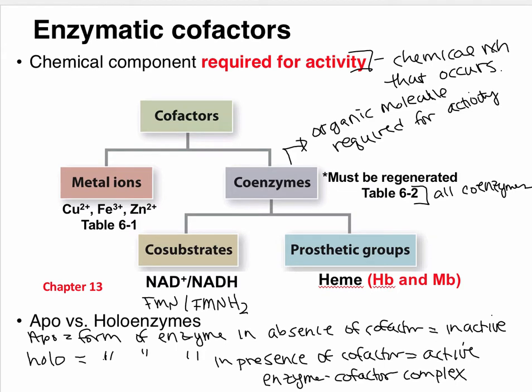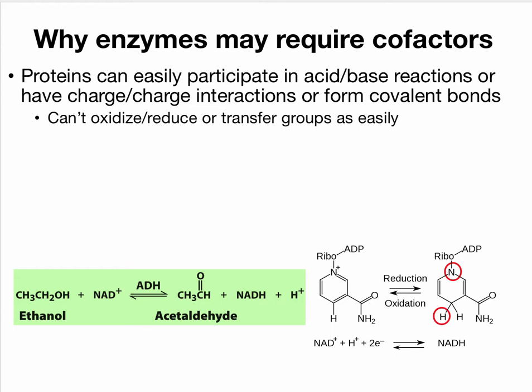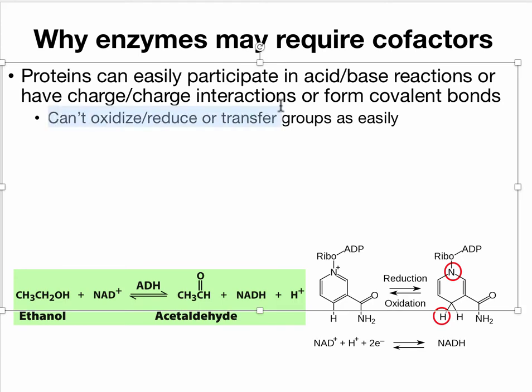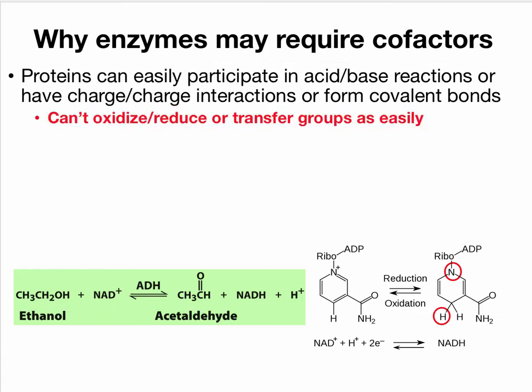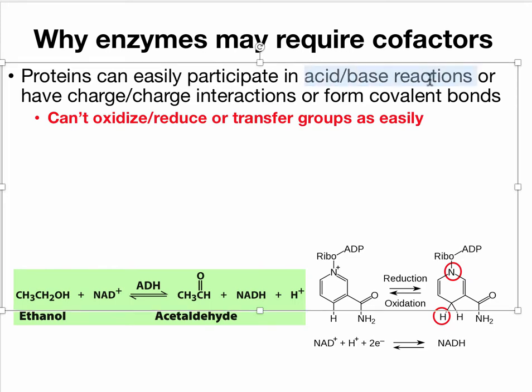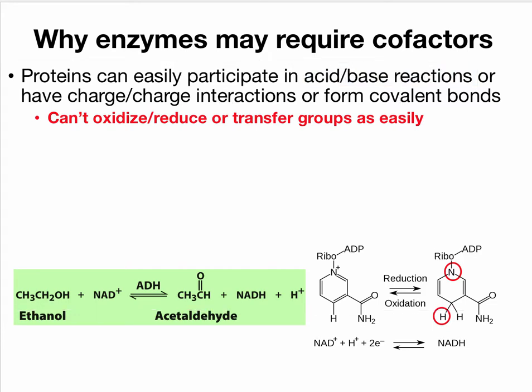Okay, so why do enzymes really require cofactors? The predominant reason is because proteins cannot do oxidation reduction or group transfer reactions very easily. All right, so this is really the reason. It's easy for enzymes, because of their amino acids and their pKa's, to participate in acid-base reactions, or to have a charge-charge interaction, or to form a covalent bond for the reasons we've talked about. We know all about pKa's.